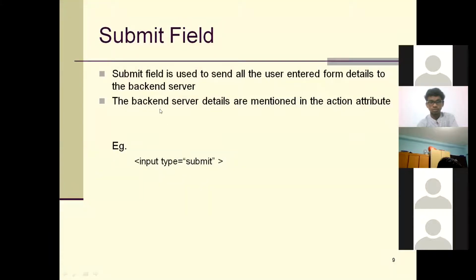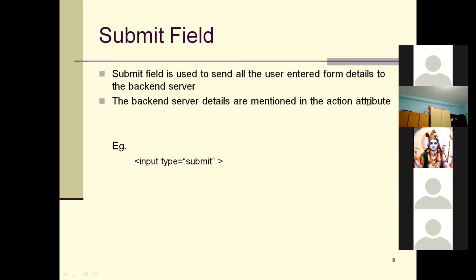Now submit. Submit is for when you have filled up the content of the form, then you click on submit, and the form will be automatically submitted. Let's see how the details are submitted. The backend server details are mentioned in the action attribute, which you already know. In the form tag, we specify the value of action. That will be the URL, and the details of the form will be submitted to that URL. So basically, this is the notation of the submit button.